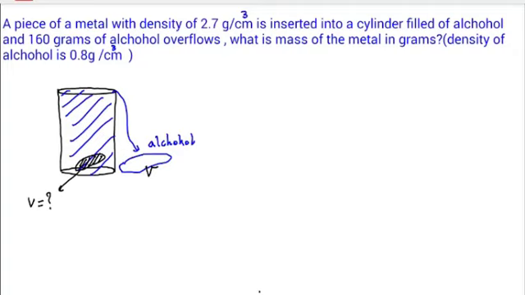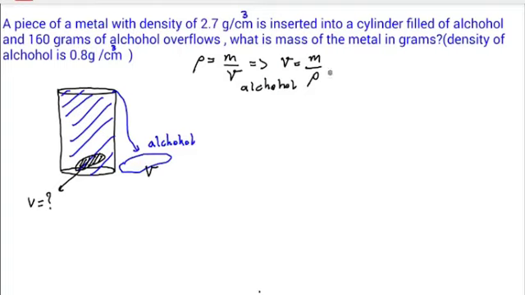So it seems that we should use the density equation twice in this question. First, for the alcohol out, rho is equal to m over v, and we know that v is equal to m over rho, density. We use this equation for alcohol to find the volume of the alcohol which is out. So if we find the volume of the displaced alcohol, which in this case overflowed and is out of the graduated cylinder, we can find the volume of the object, and if we find the volume of this object which is in the graduated cylinder, we can use the density equation and find its mass.